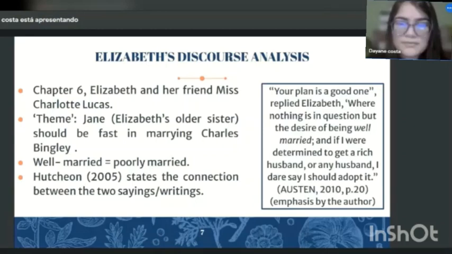And she says to her friend, "Your plan is a good one," replied Elizabeth, "where nothing is in question but the desire of being well married. And if I were determined to get a rich husband, any husband, I dare say I should adopt it." You see my emphasis on well married, because here Elizabeth does not want to say well married, but she truly wanted to say poorly married. So she changed the words, and that's what Hudson says about the connection between the two sayings, what the ironist said and what they wanted to say. That was the opposite.